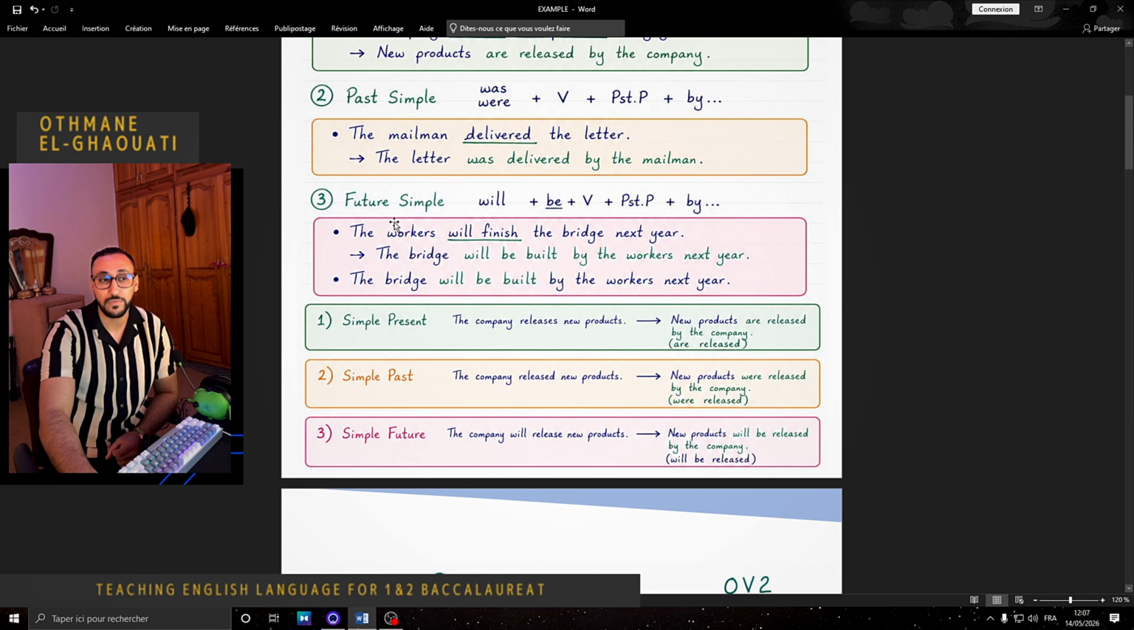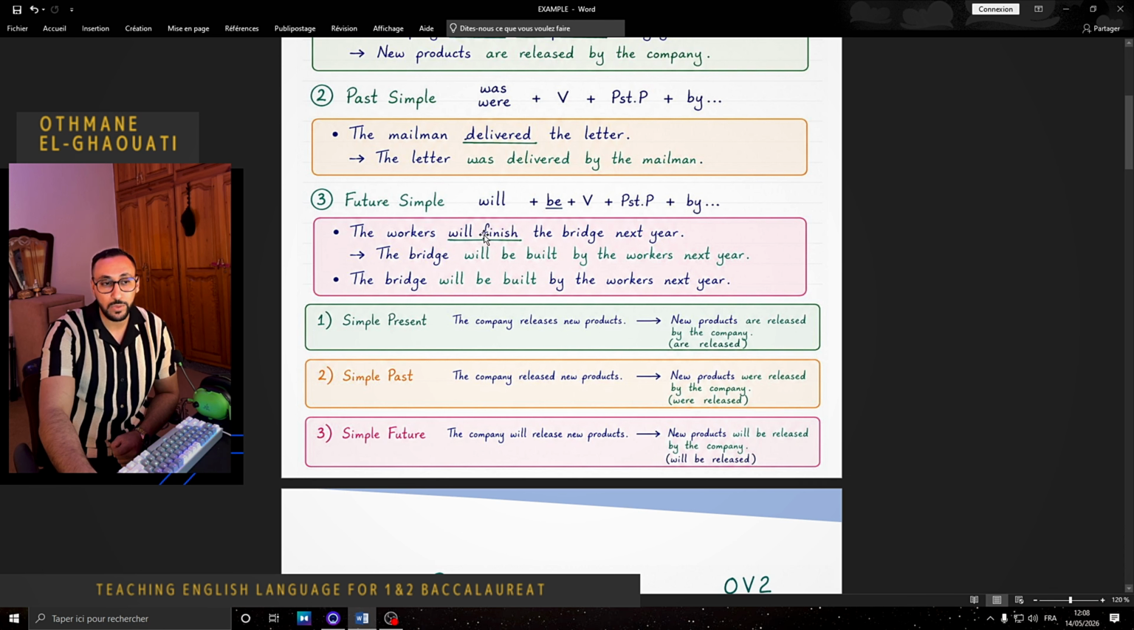Now comes the part of the future simple. As I said before, we have the modal will of the future plus be. This be is used as an auxiliary so as to keep the verb in the infinitive, as the rule is that modals must be followed by an infinitive. Then comes the verb that was next to it in the active form, in its past participle, and then comes the agent at the end of the sentence. The workers will finish the bridge next year. The workers will finish.